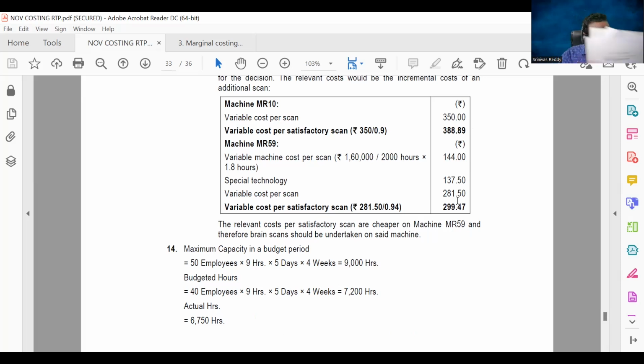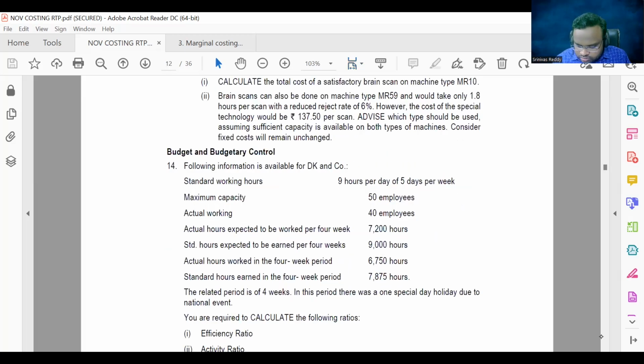Now let us go to the next question. Budgets and budgetary control. My PDF is giving me a lot of trouble.